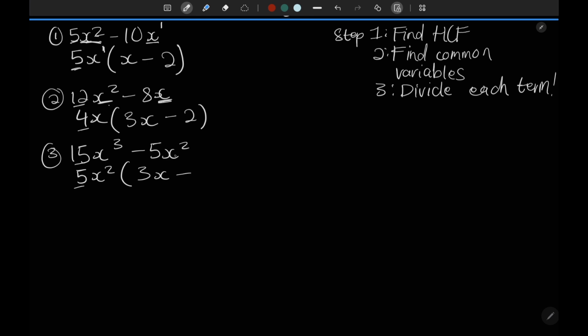Let's move to the variables x squared and x squared. 2 minus 2 is 0, so there's nothing left. We said that negative 5 divided by 5 is 1, right? Now you're allowed to write down your 1 as there's no other variable.